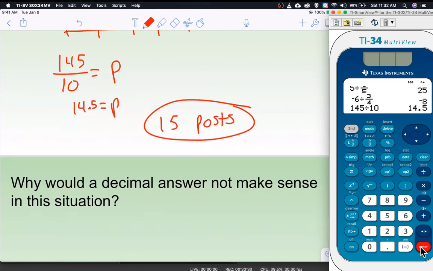So in real life situations, there are a lot of times where having a decimal answer just doesn't make any sense.